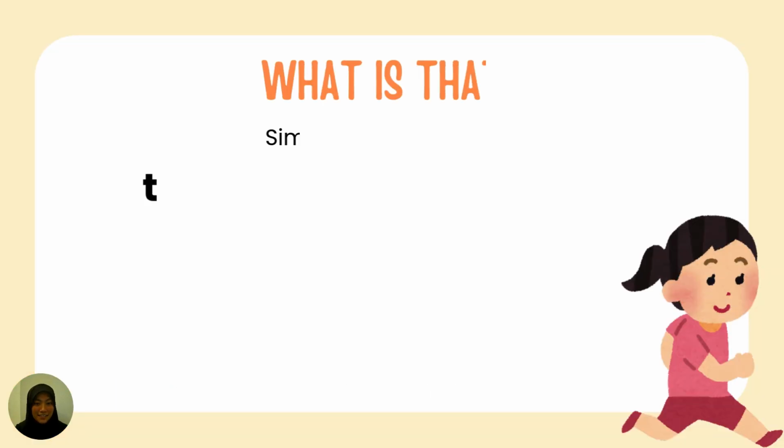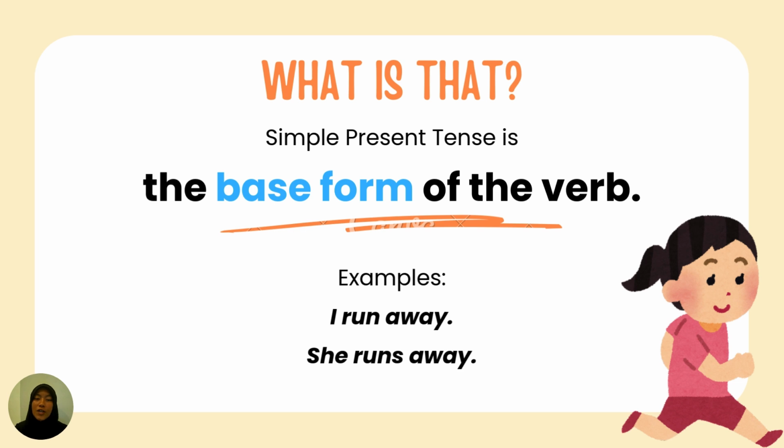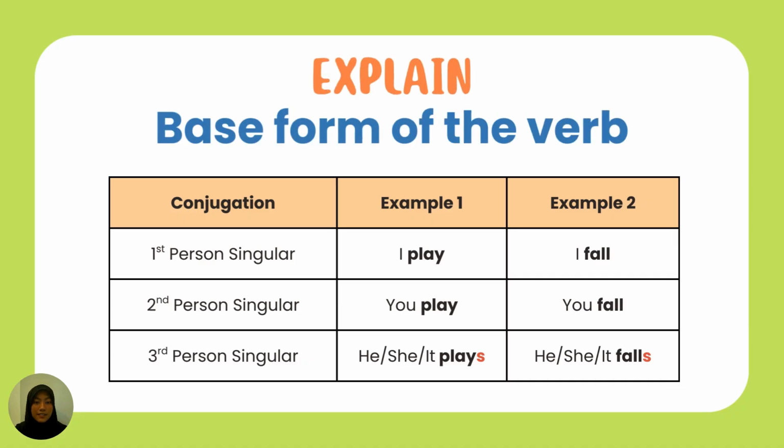Okay, so let's get started. What is simple present tense? Simple present tense is the base form of the verb. For examples, I run away. She runs away. Do you notice the difference? There is an S added to the sentence she runs away. Why is it so? Let's look at the explanation.